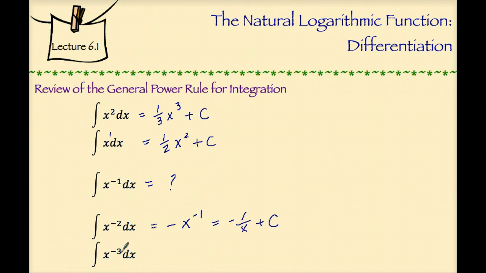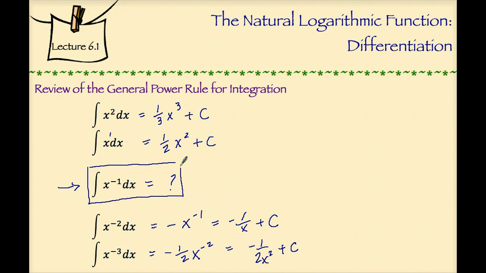And then x to the -3, if I add 1 to -3, I get -2. And of course, dividing by that new exponent gives me -1/2 x to the -2, which can be written as -1 over 2x squared plus c. But what is happening here? This has to be able to be integrated, but how do we use the power rule to integrate when adding 1 to -1 gives us a 0? Well, this is going to provide the foundation for what we're going to discuss today, which is the natural logarithmic function.